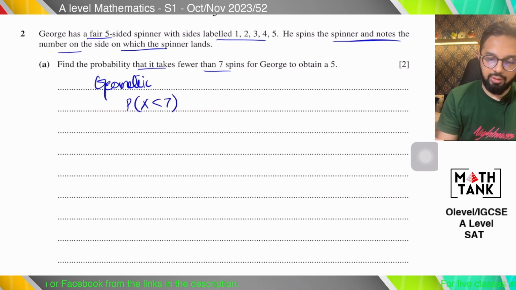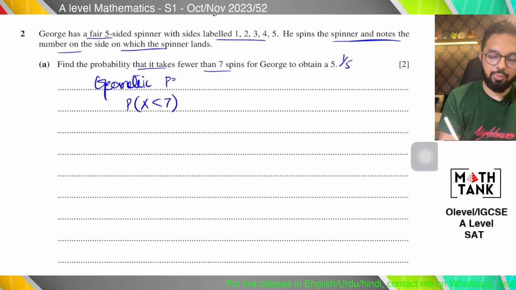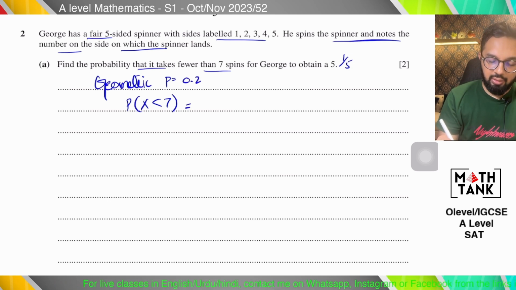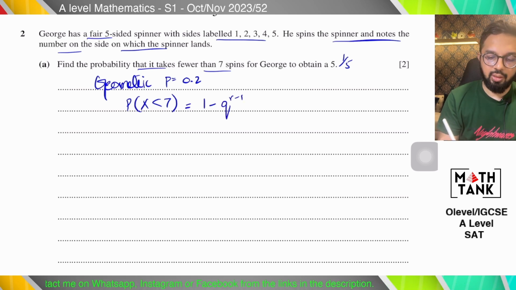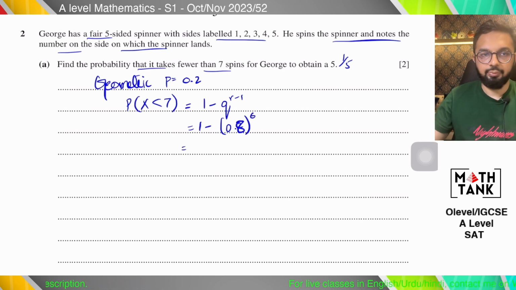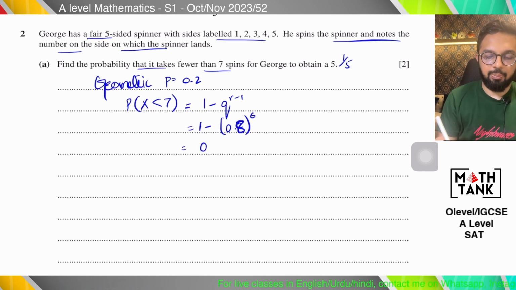What is the probability of getting a 5? It's 1 out of 5. So I'm going to say that my probability of success is 0.2. The probability of x less than 7 has the formula 1 minus q to the power r minus 1. So 1 minus 0.8 to the power 6. That gives me 0.738.